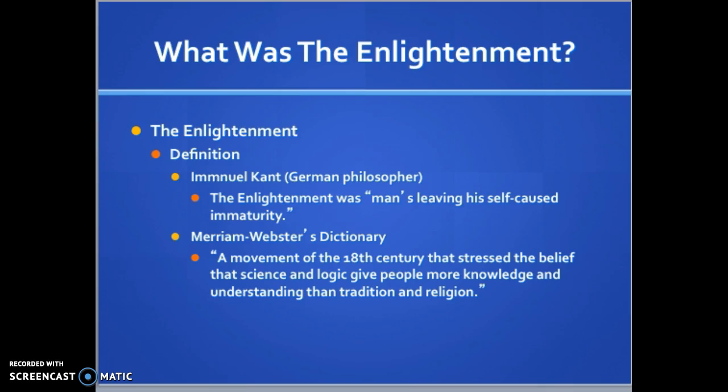But Kant's definition doesn't really tell us how humanity left behind its immaturity, or what was involved in the process. I looked up the Enlightenment on Merriam-Webster's online dictionary for a few clues, and here is what it says. A movement of the 18th century that stressed the belief that science and logic give people more knowledge and understanding than tradition and religion. What we can learn here is that the Enlightenment occurred in the 1700s, and that it put an emphasis on science and on logic. Now, this is a good place to begin.